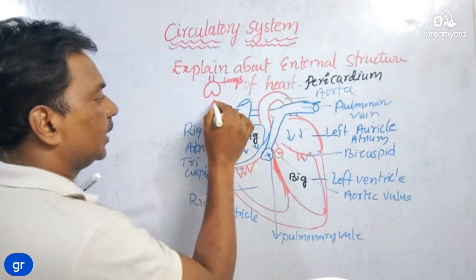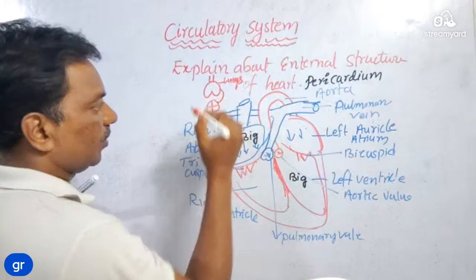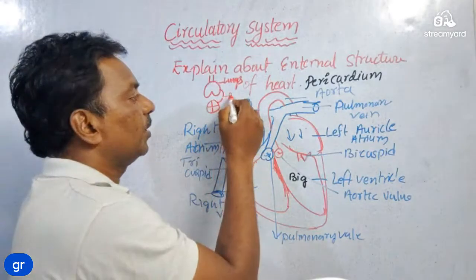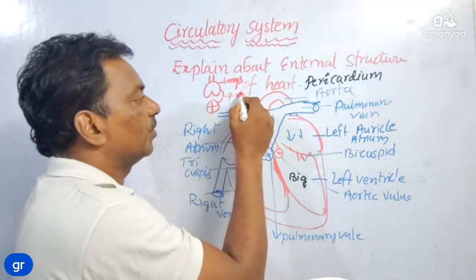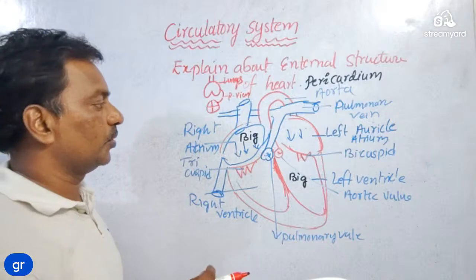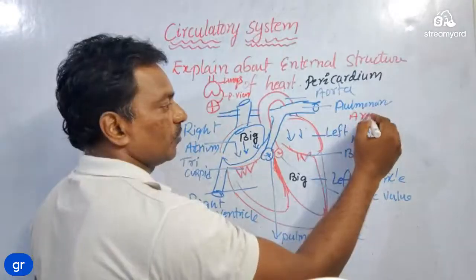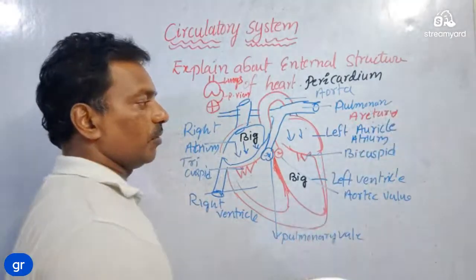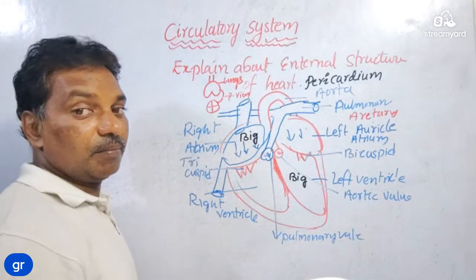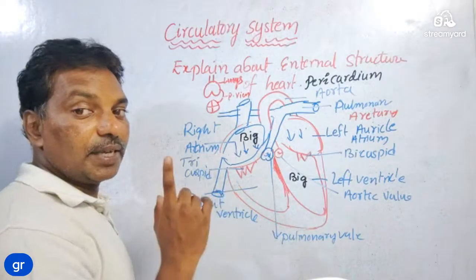Right here I am going to draw a small picture. From here, is it clear? This is the pulmonary vein. Here, the pulmonary artery. The pulmonary vein carries oxygenated blood. The pulmonary artery carries deoxygenated blood. Generally, an artery carries oxygenated blood and a vein carries deoxygenated blood, but this is quite a reverse function.